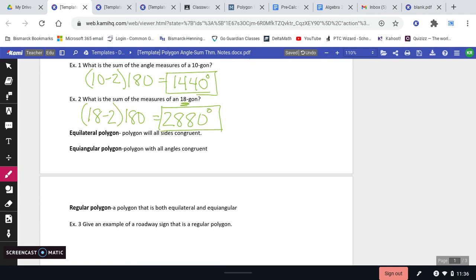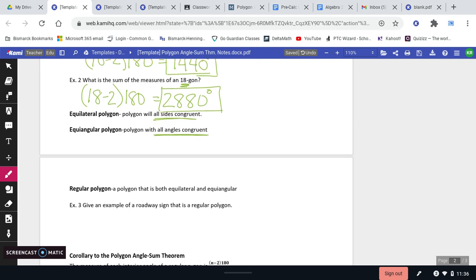Then equilateral polygon, equiangular polygon. Okay, well, we've talked about equilateral triangle before. That's all 3 sides are congruent. Equiangular triangle, all 3 angles are congruent. Okay, well, the same concepts will apply to polygons. So an equilateral polygon is a polygon with all of the sides congruent. An equiangular polygon is a polygon with all angles congruent.